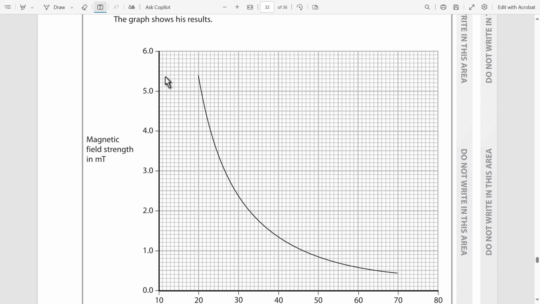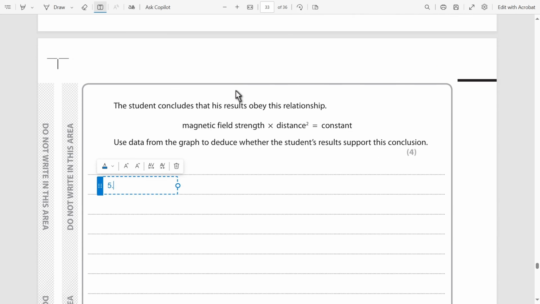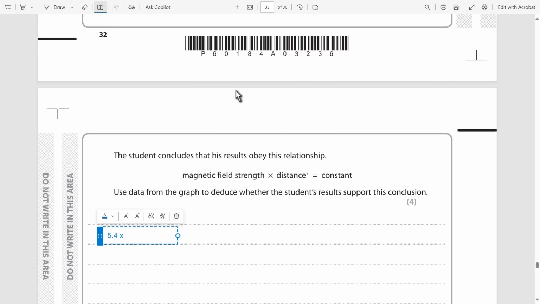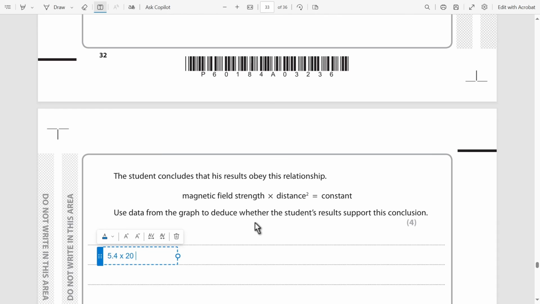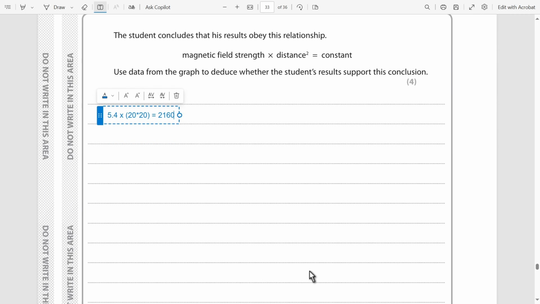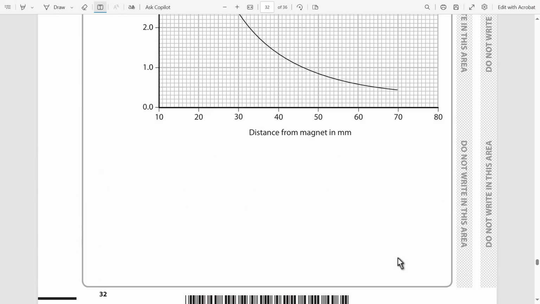1, 2, 3, 4. So 5.4 times 20 squared times 20 times 20 times 20 equals 2,160. Let's go to the next one.